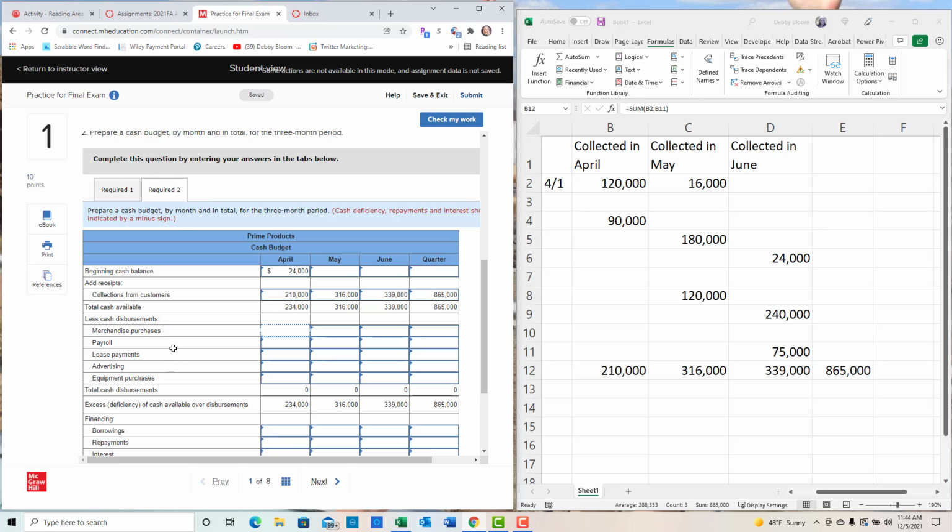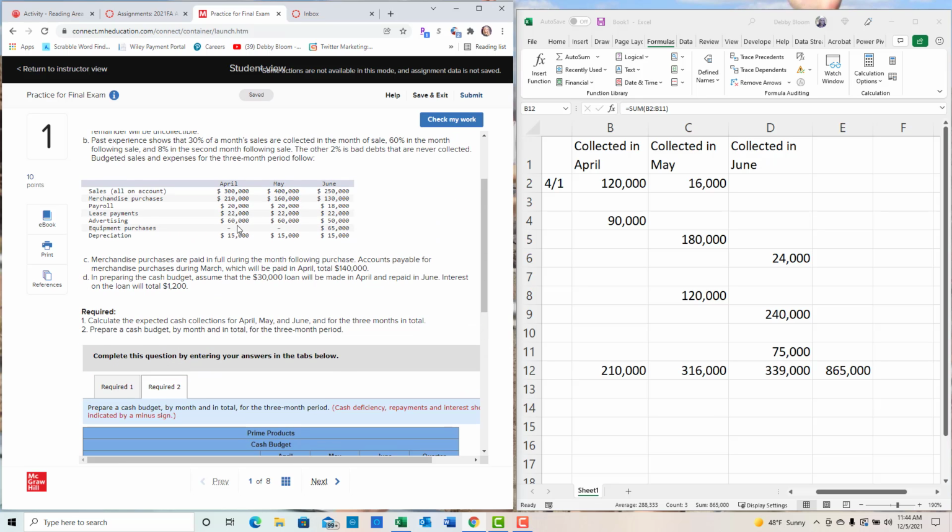Now, for payroll, lease payments, and advertising, we're just going to assume that those are paid in the month that they are incurred because we don't hear anything else. They tell us about merchandise purchases, but nothing else. Notice equipment purchases in June are only listed at $65,000, and depreciation we completely ignore. It does not go on a cash budget because depreciation is not paid.